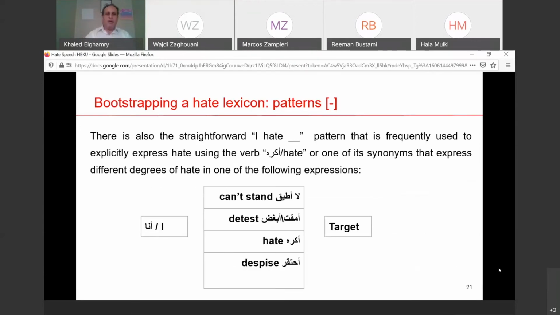Of course, in addition to the regular straightforward "I hate" pattern that is frequently used to explicitly express hate, using the verb akrah or one of its synonyms that express different degrees of hate, in expressions like la utiqu someone, or akrah someone, or ahtaqir someone. So we have the three main patterns in addition to this explicit straightforward pattern.